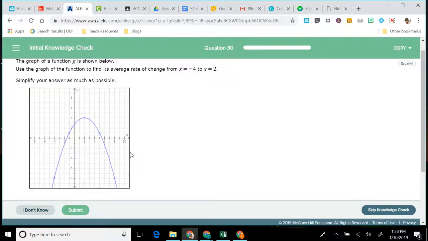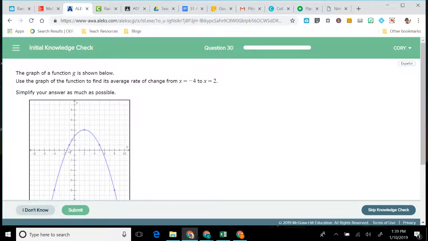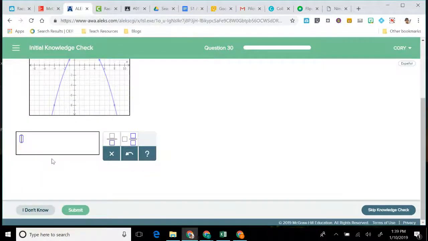Last problem. Use the graph of the function to find the average rate of change from x is negative 4 to x is 2. If I look at it, x is negative 4 is here. x is 2 is here. So it goes to its maximum at 4. So let's see, 2 comma 4 and negative 4, negative 8. If I do what I just did, I did 4 plus 8 because minus negative, and 2 plus 4 is 6. So 12 divided by 6 is 2. So it should be 2.